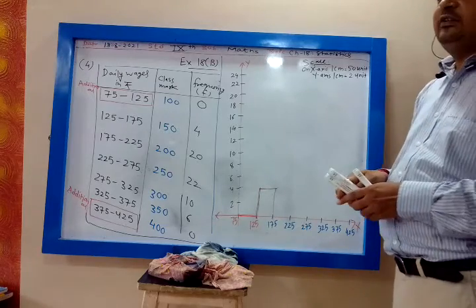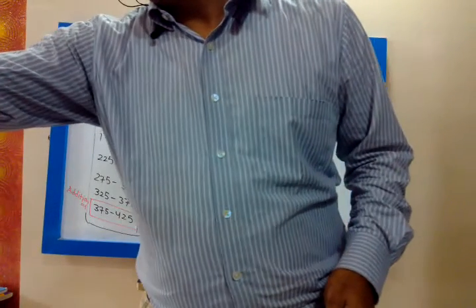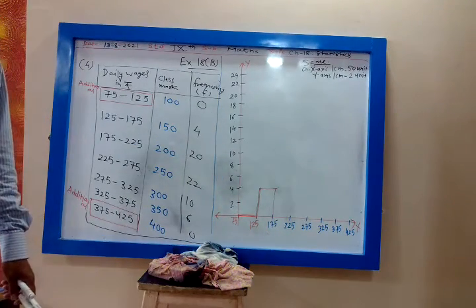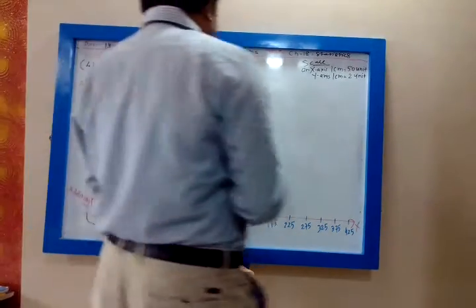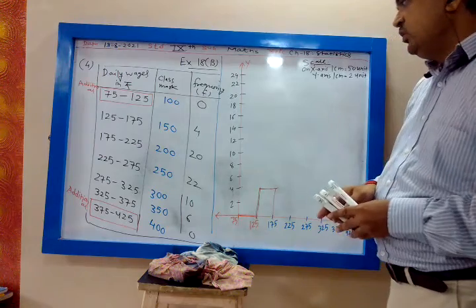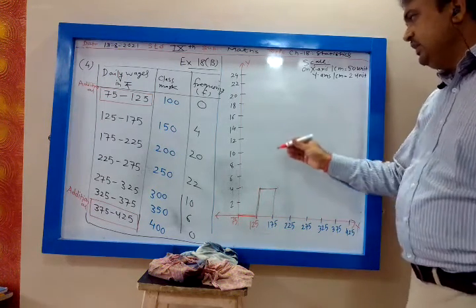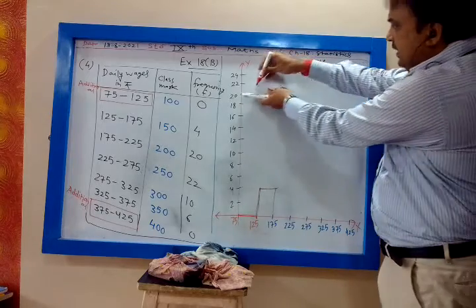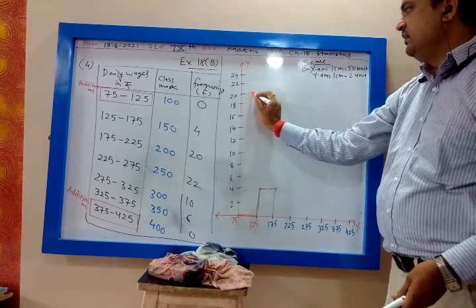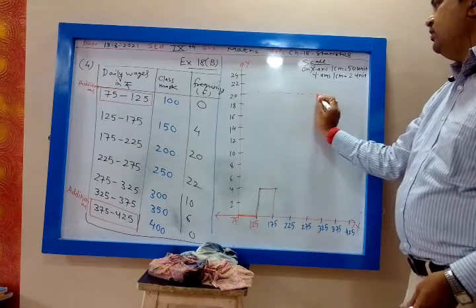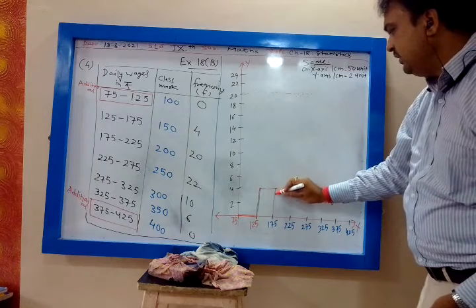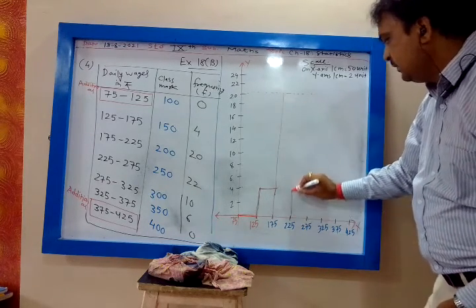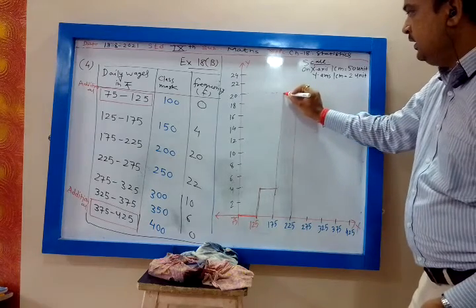Next, 175 to 225. It is 20. So you draw that. Keep the scale like this and draw the dotted line. Then you keep the scale vertically. Join this. Okay, this is 20.